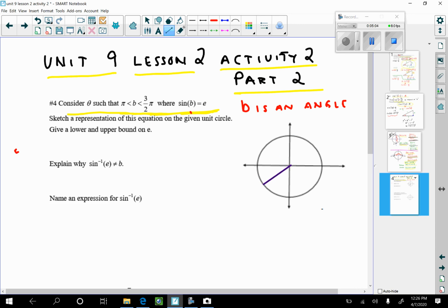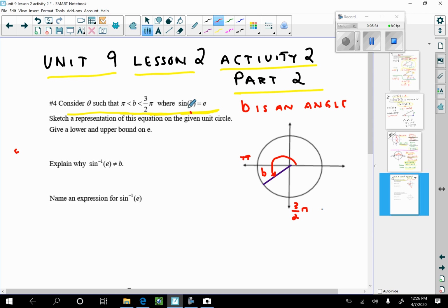That's an angle, and I notice that this angle right here is pi, all the way here. And then this is 3/2 pi. Now I have an angle that's between pi and 3/2 pi. I'm going to label that angle B because that's how I denoted it. Sine of B is E.